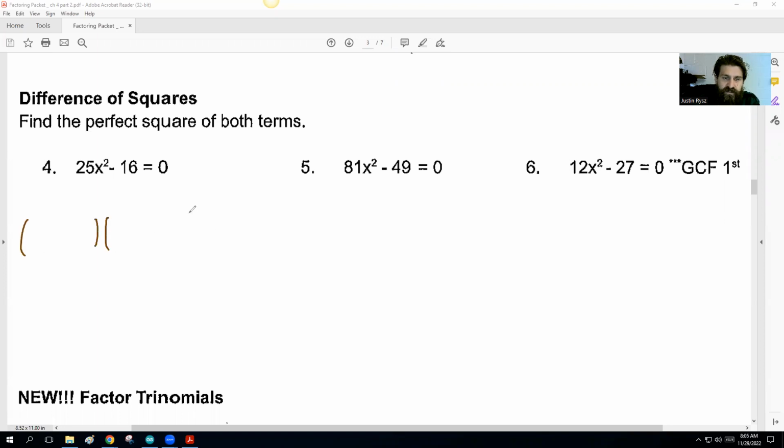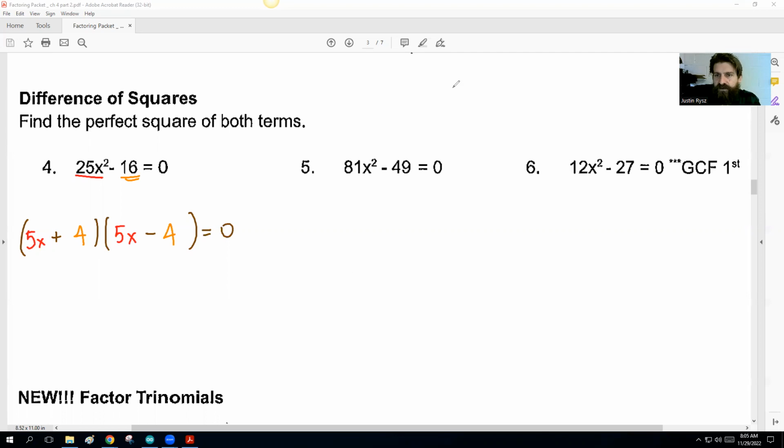And when we do that, we end up getting two very similar factors, except for one's plus and one's minus. So the square root of 25 is 5, and then that x, the square root of x squared is just x. So we got 5x plus something and 5x minus something. And the square root of 16 is 4. So we get two answers. One answer is 5x plus 4, one's 5x minus 4.